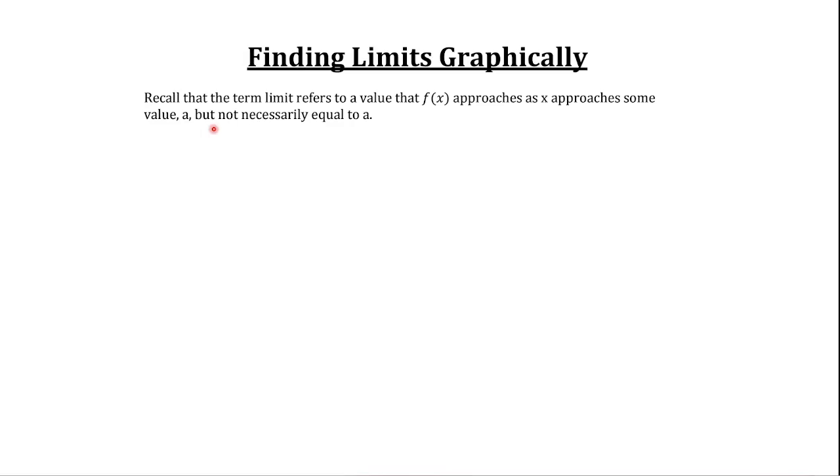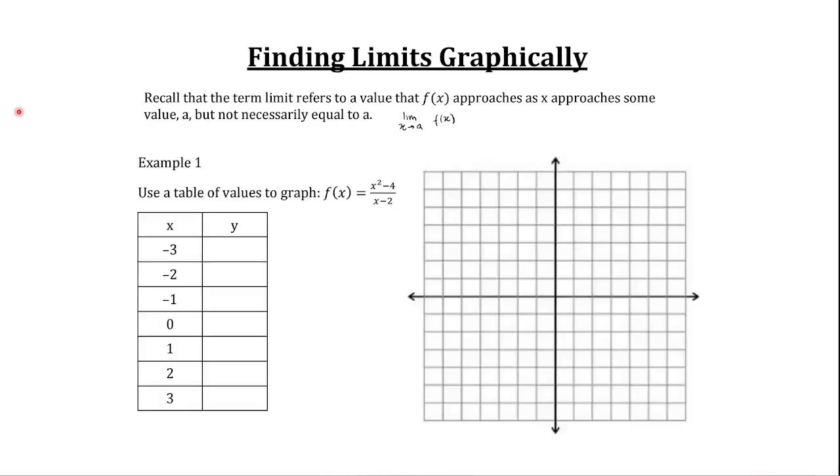And so here, we are going to take a look at how to compute a limit using a table of values. So our first example, we want to use a table of values to graph the function x squared minus 4 over x minus 2. And if you recall from the previous video, this was one of the functions that we calculated the limit of. And so let's just take a look here.